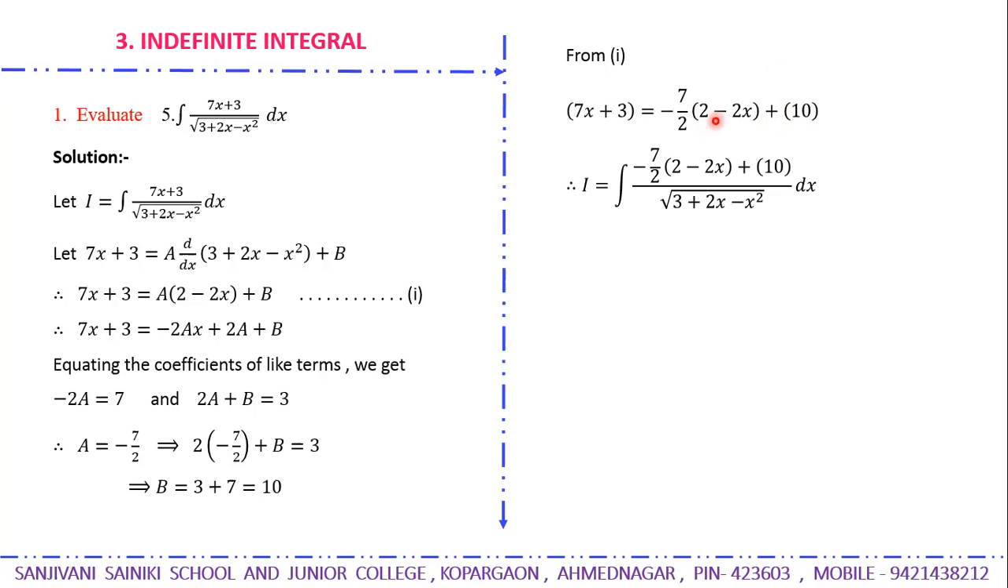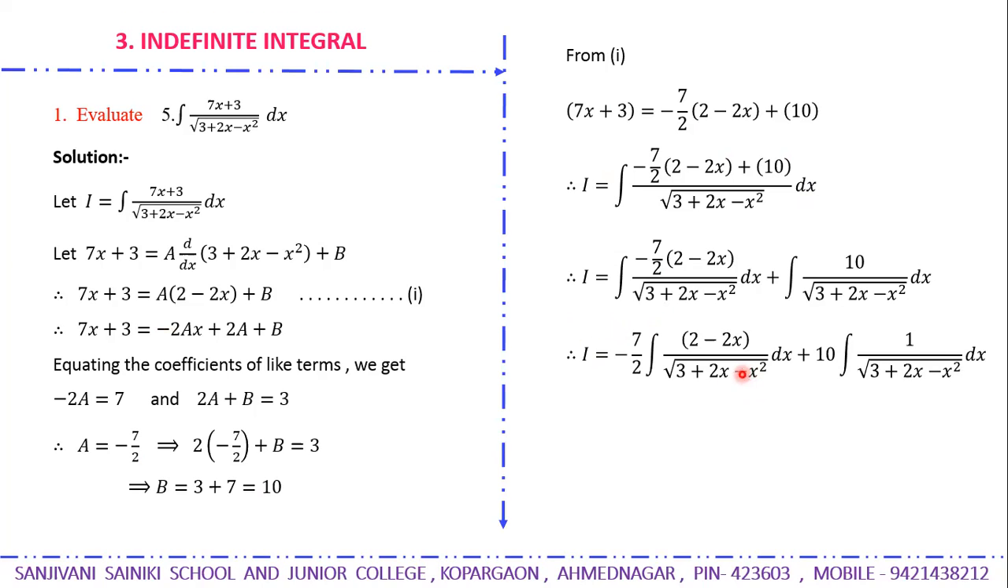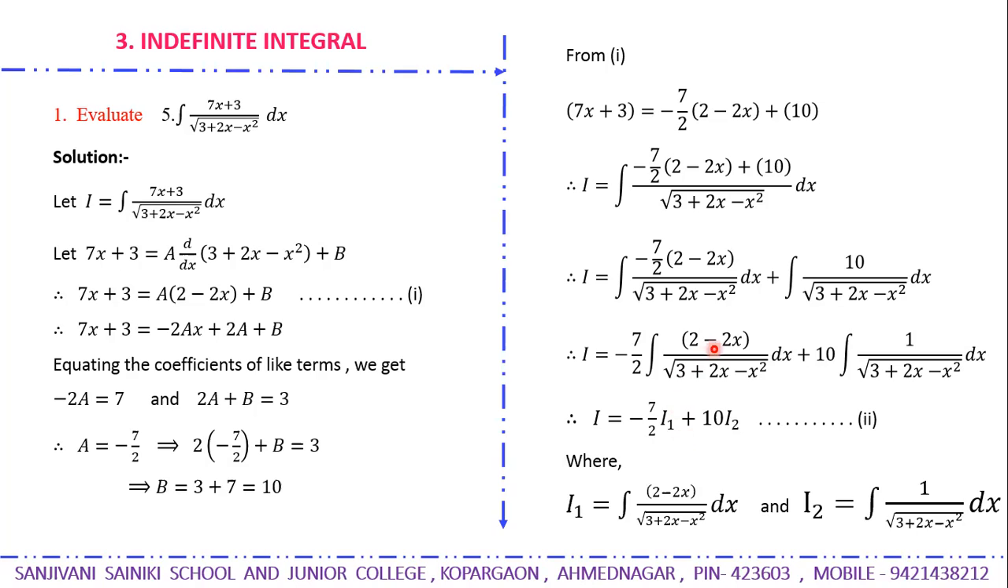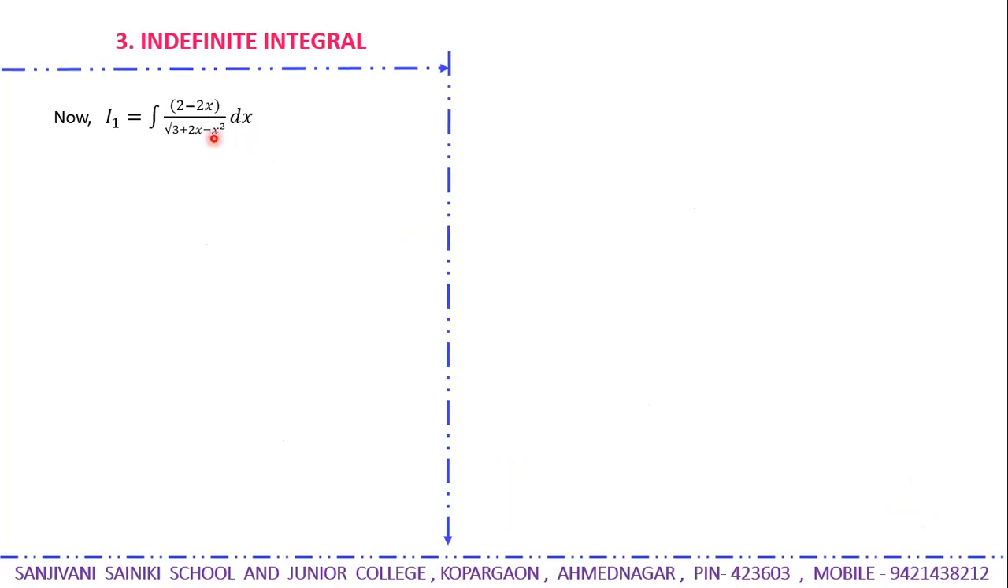Use this numerator in our given integral. Then divide this numerator separately by this denominator. You will get two separate integrals. Let us call the first integral as I1 and the second integral as I2. Now let us consider the first integral.